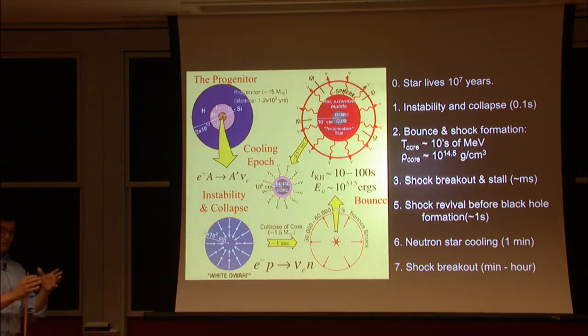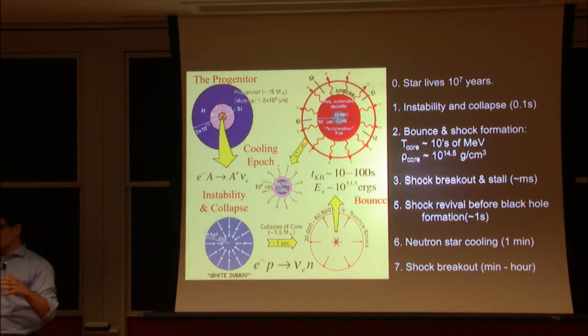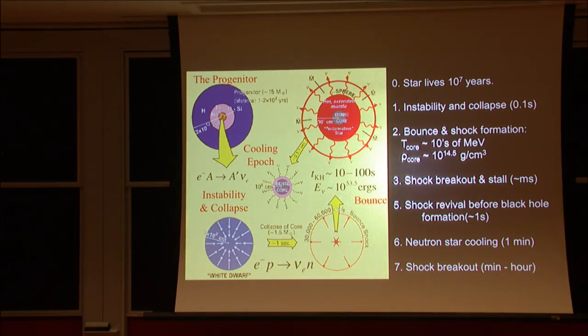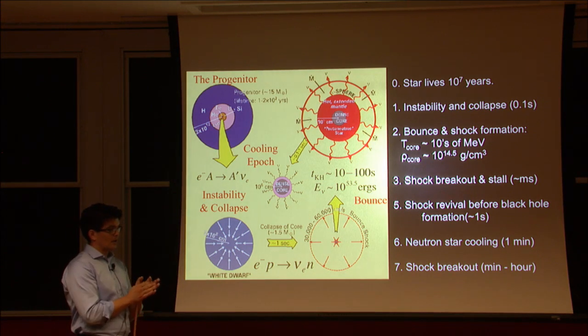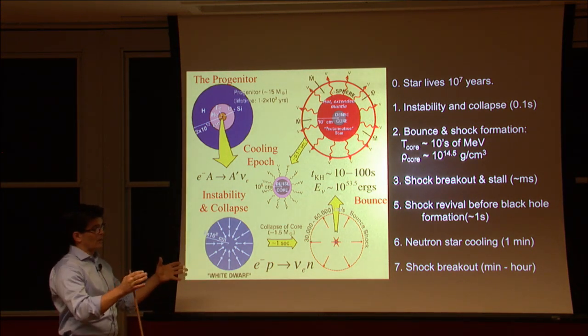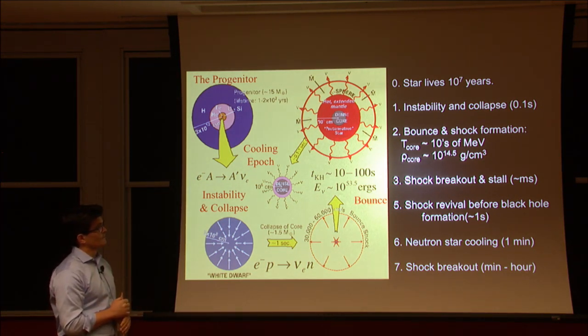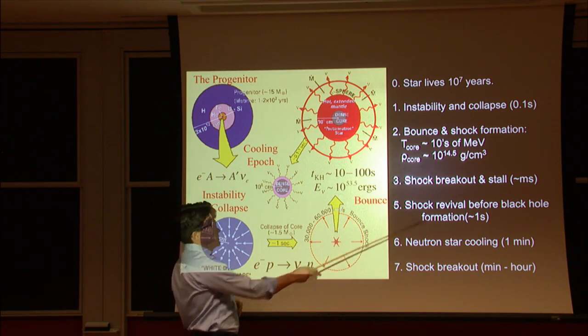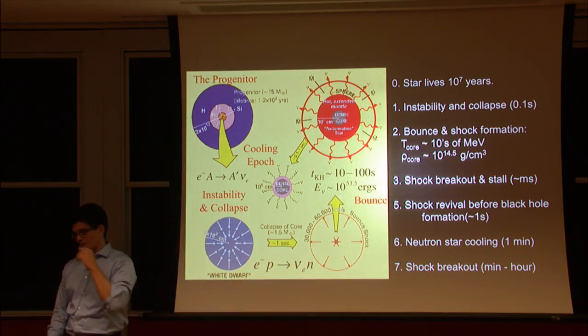Somehow that collapse is halted. It's halted by the strong nuclear force. Sometimes you'll hear that collapse is halted by degeneracy pressure, but it's not. It's halted by the hardcore repulsion of the strong nuclear force. That produces a shock wave, which then has to propagate outwards, disassemble the star, and so on. That process of the shock stalling takes about a millisecond. Shock revival before black hole formation is typically said to be about a second.